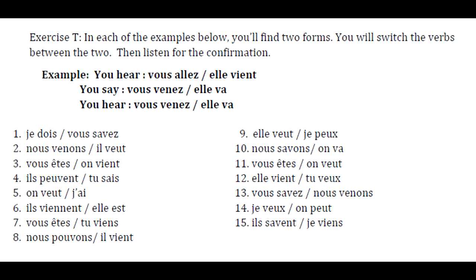Exercise T. In each of the examples below, you'll find two forms. You will switch the verbs between the two, and then listen for the confirmation. For example, you hear vous allez, elle vient. You say vous venez, elle va. You hear the confirmation, vous venez, elle va. Number 1, je dois, vous savez. Je sais, vous devez. 2, nous venons, il veut. Nous voulons, il vient.